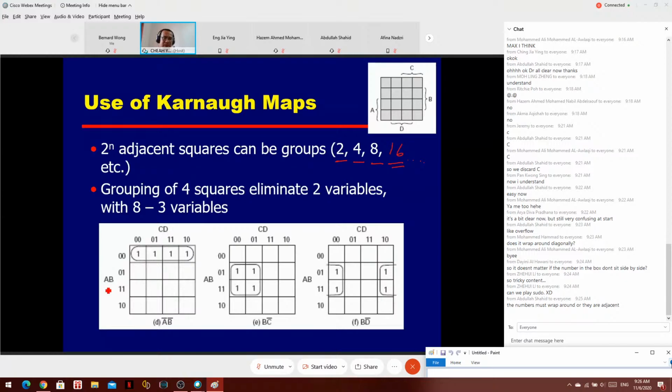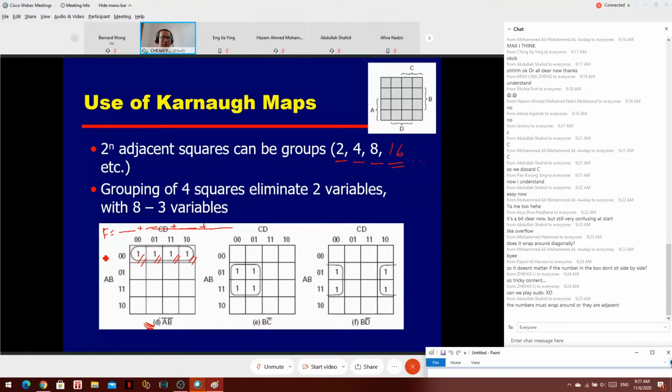In this example, example D, we have 4 terms here. That means originally, F equals something, or something, or something, or something. So what is the simplification of these 4 terms? When you have 4 terms side by side, you can remove 2 variables. Now, how do we go about that?